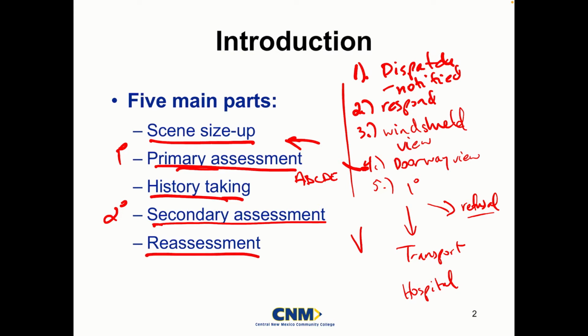And then finally, we do reassessment. So even if we start transporting, we've done our primary and secondary assessment, we're going to continue to do reassessments all the way through to the hospital, and we'll assess the patient as we're turning them over to the hospital as well, so that we have a clear picture that should match the hospital's picture of what the patient was like when we dropped them off.